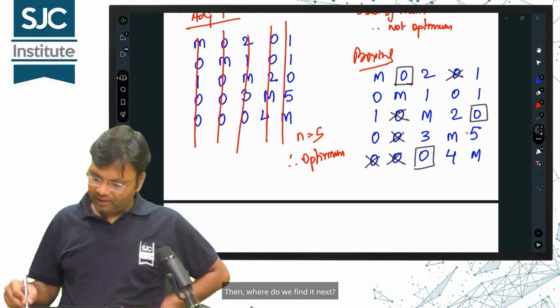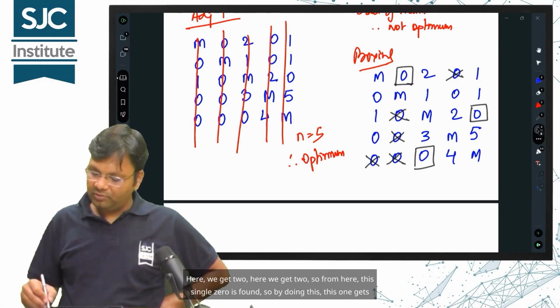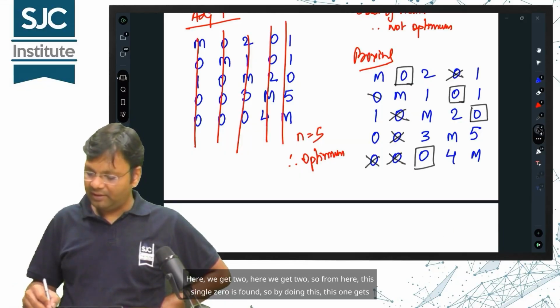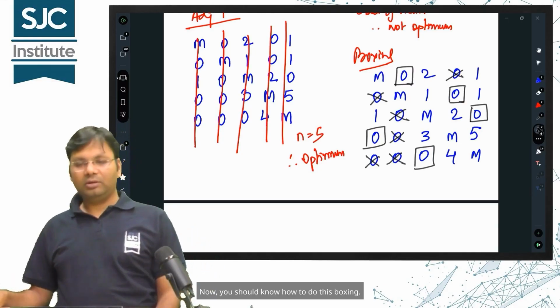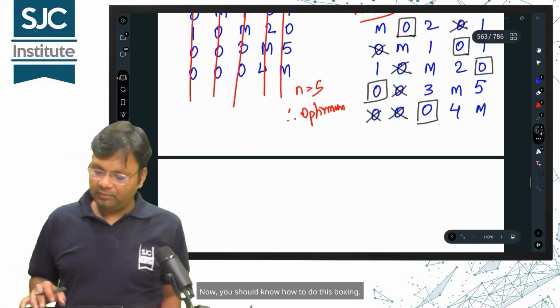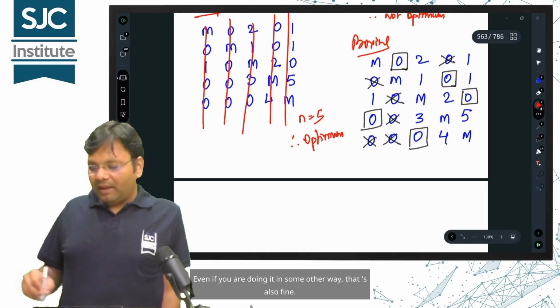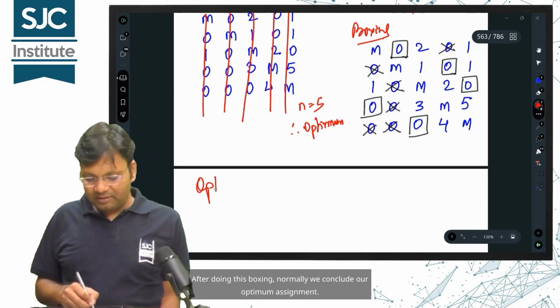Then, where do we find it next? Here we get 2, here we get 2. So from here, this single 0 is found. So by doing this, this one gets boxed. Now, you should know how to do this boxing. Even if you are doing it in some other way, that's also fine. After doing this boxing, normally we conclude our optimum assignment.